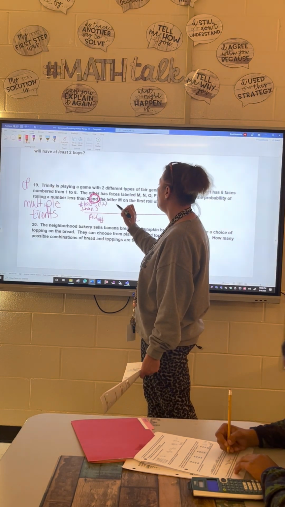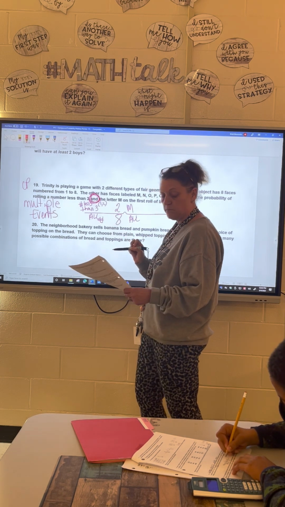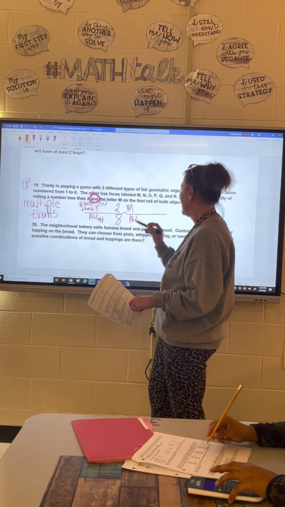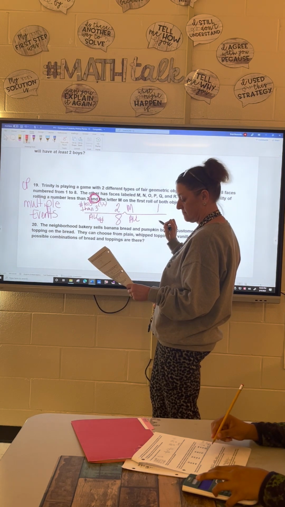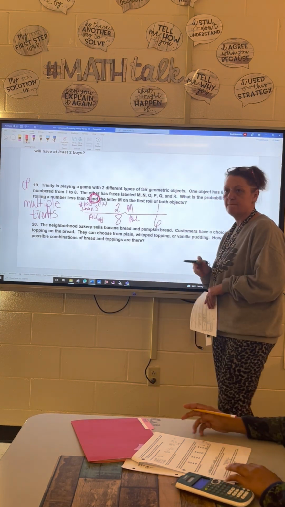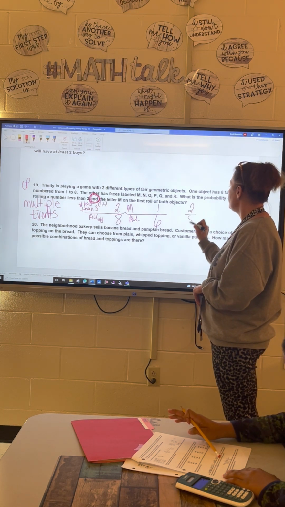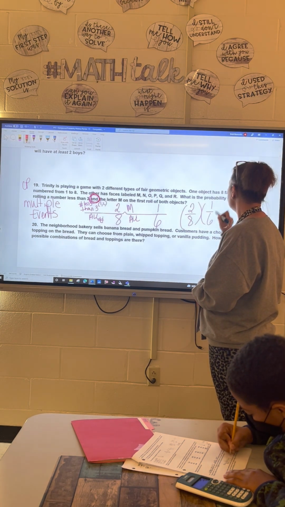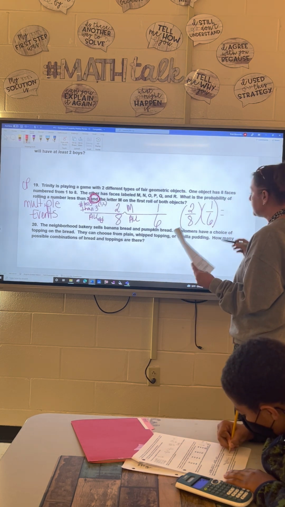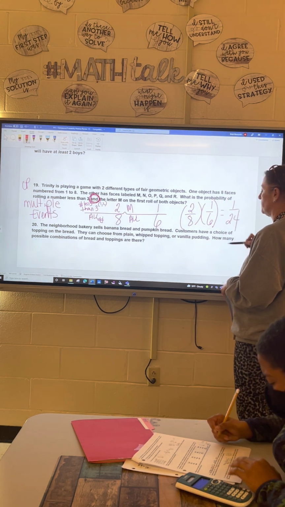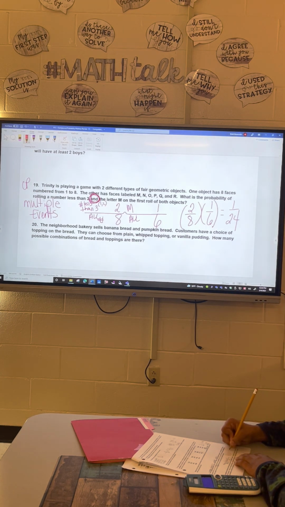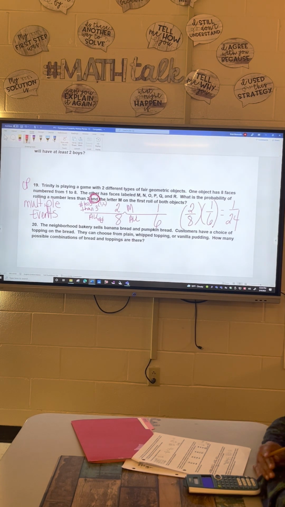So this is 2 out of 8 because there are 8 numbers. And this is 1 out of 6. I'm going to take that 2 out of 8 and that 1 out of 6 and multiply them together, and I'm going to get 1 out of 24. All right?